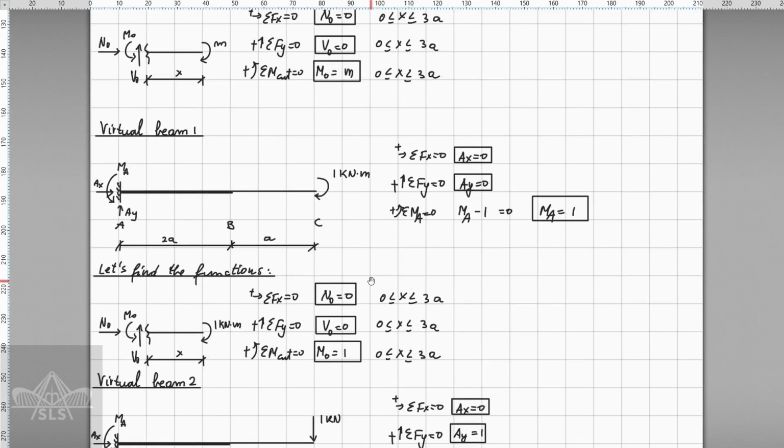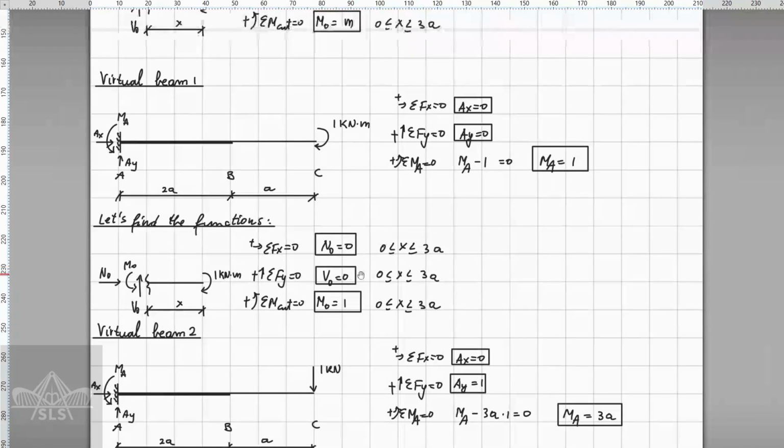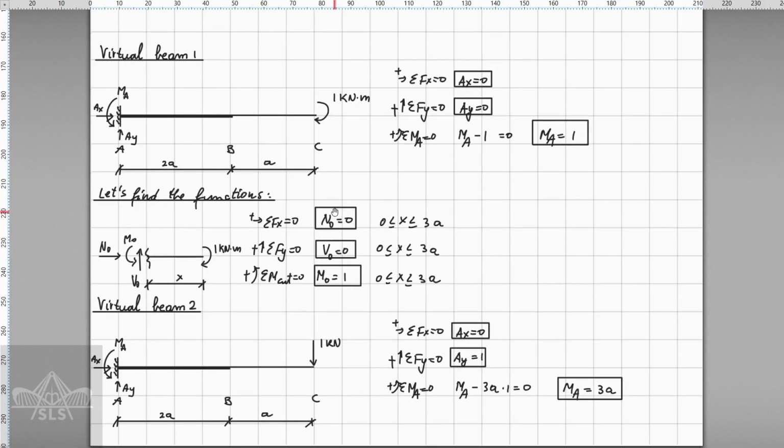Next, we need to find the bending moment function as we did on the previous case, and this is going to be the result which we are going to obtain for this cantilever beam where we apply a 1 kilonewton meter moment at the end.